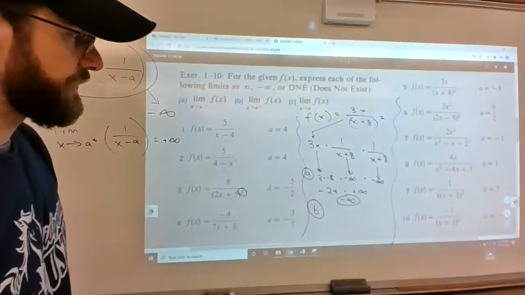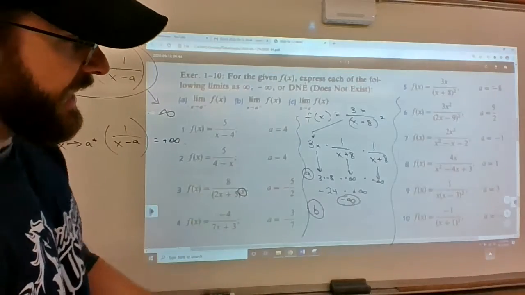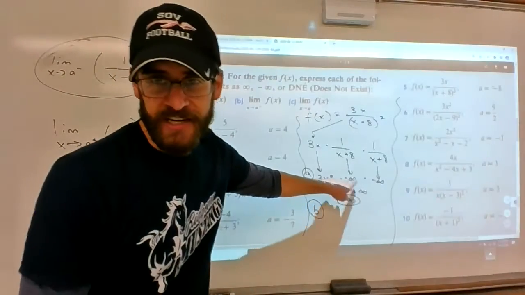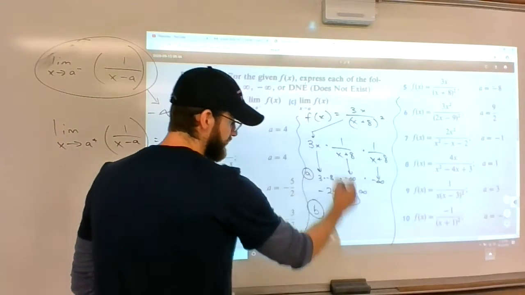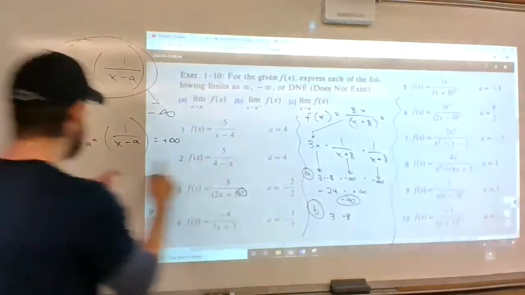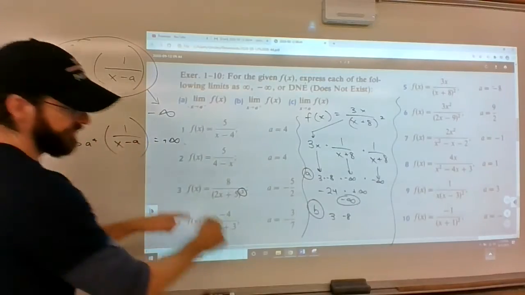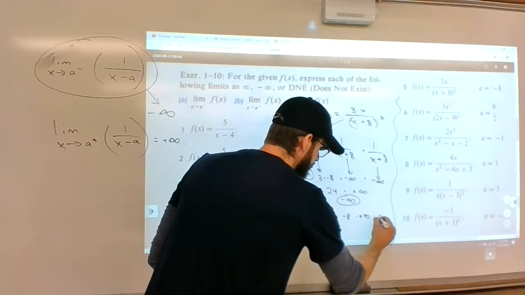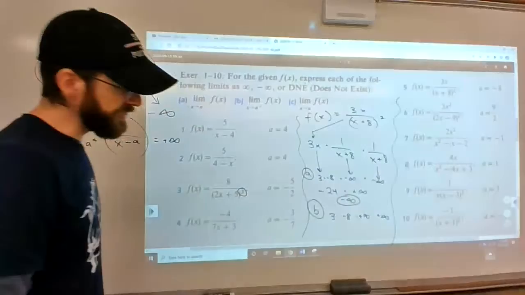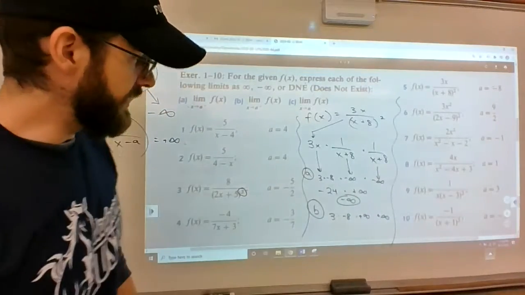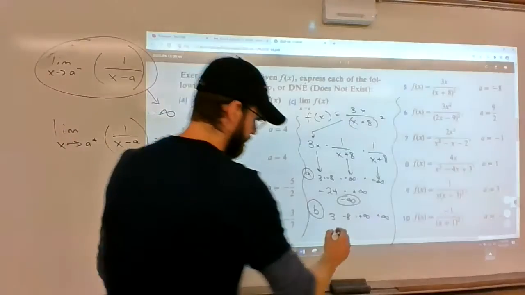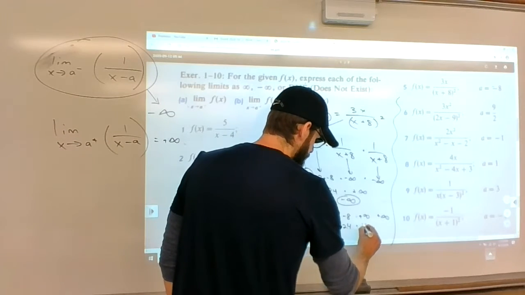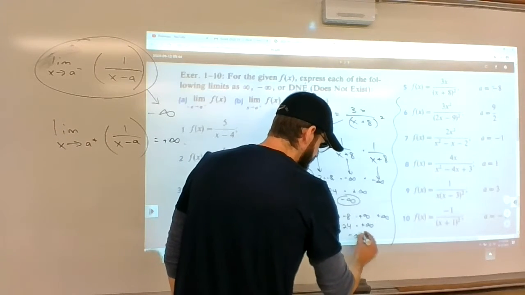Part B. Do the exact same thing, except it's going to be positive infinity times positive infinity there. So it'd be 3 times negative 8. That now is positive infinity, which is interesting because it's still negative 24 times positive infinity. Still negative infinity.